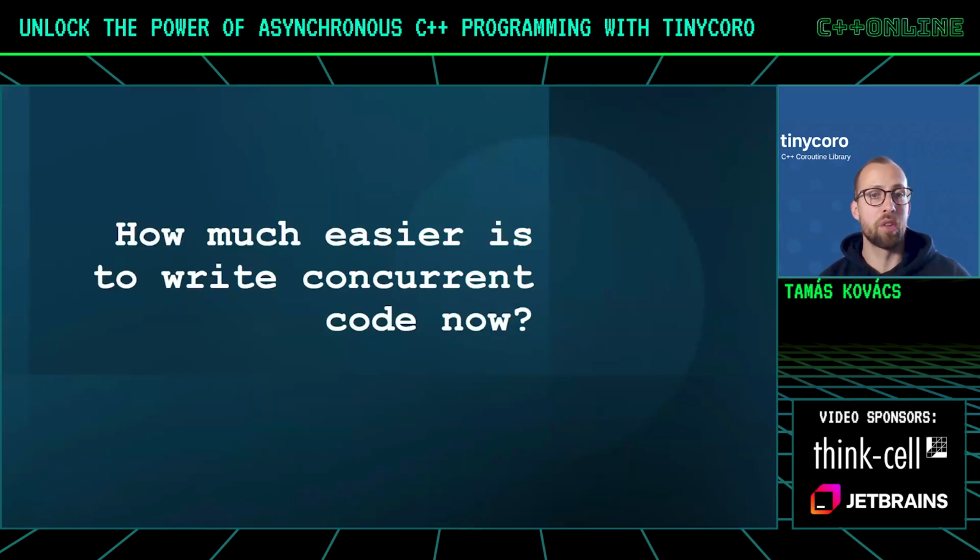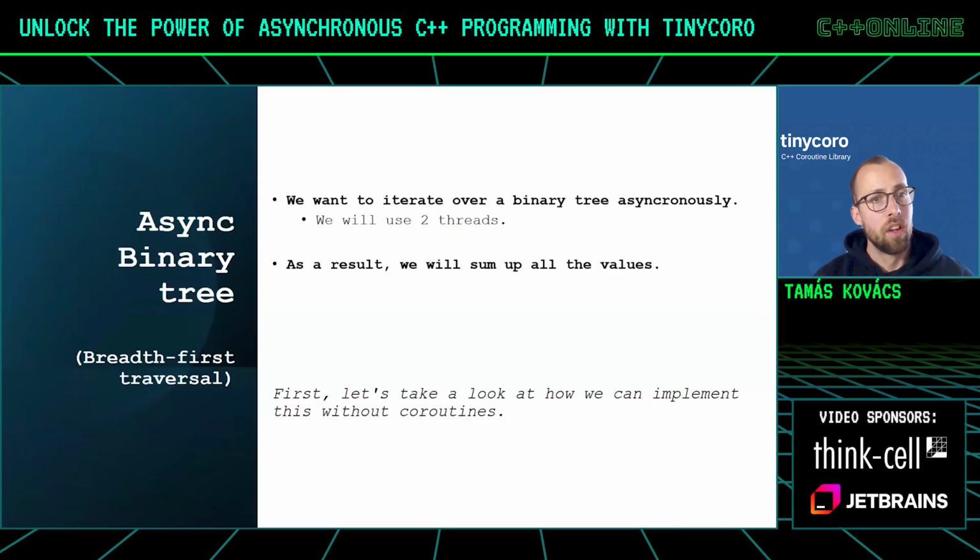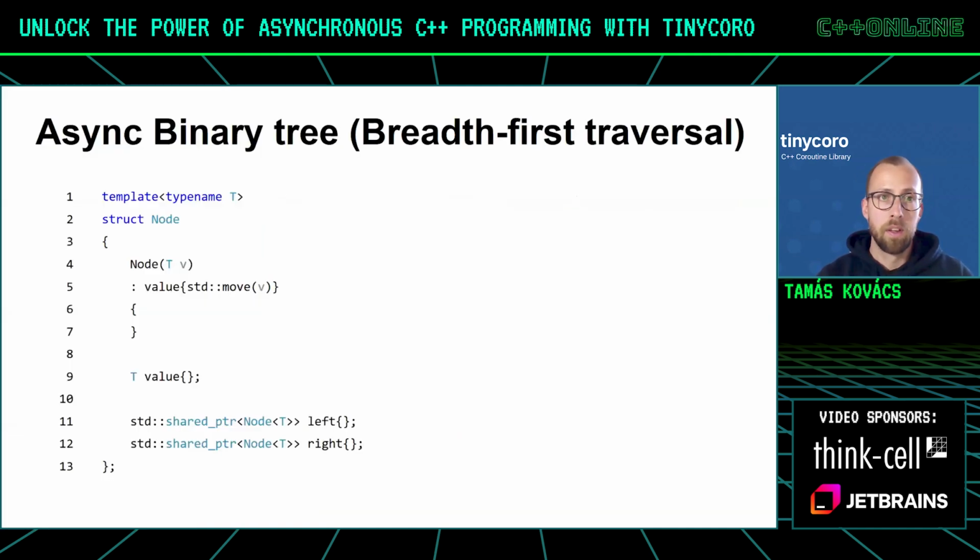But how much easier is it to write concurrent code now? I have another example for that: the async binary tree. We want to iterate over a binary tree asynchronously, and we are going to use 2 threads for it. As a result, we will sum up all the values that we find in the nodes. First, let's take a look at how a node should look. Pretty trivial stuff. We have a value inside the node and the left and the right child. So basically, a pretty simple, standard binary tree.